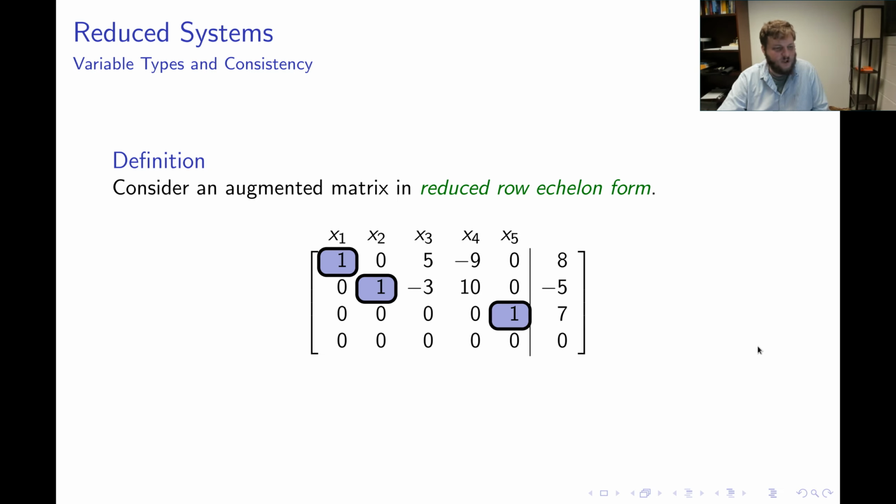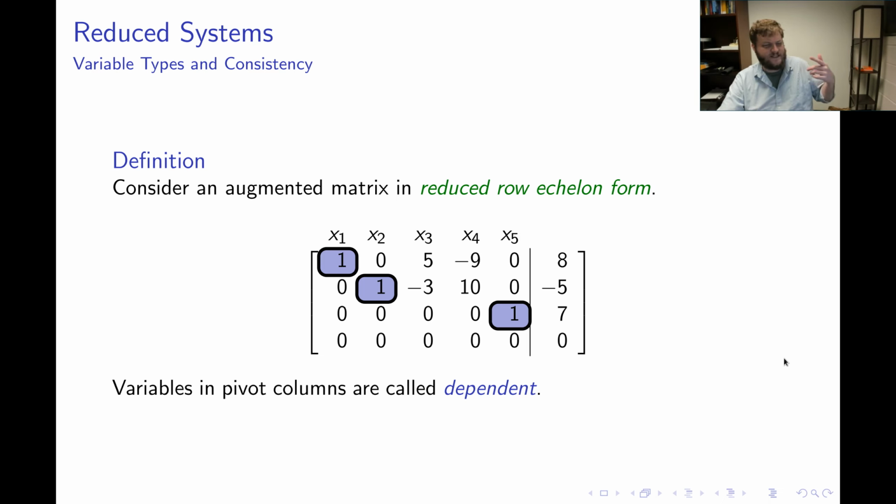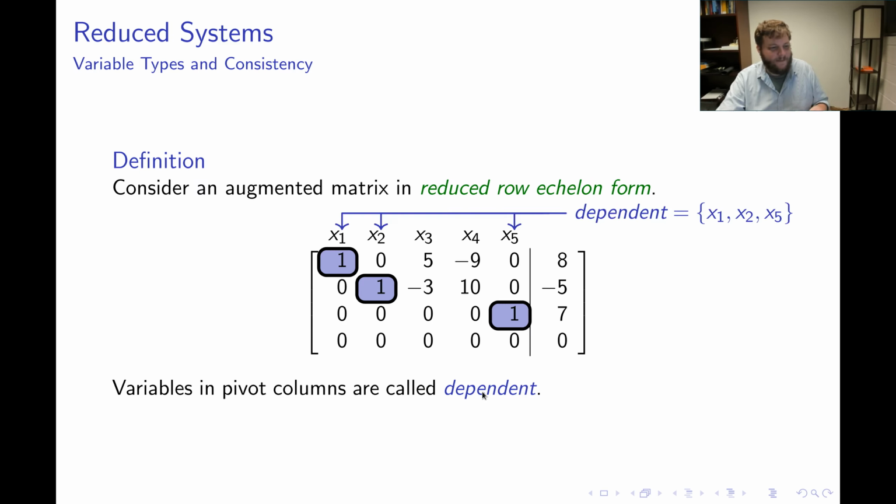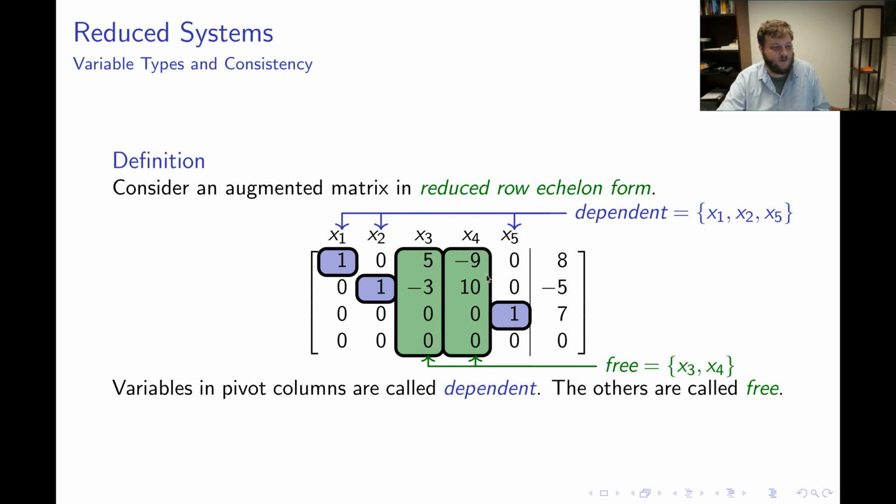So the first thing I do when I'm working with a reduced row echelon form matrix is I locate my pivot positions. And now the idea is that when I'm in reduced row echelon form, there's a naming of the variables. So variables that occur in pivot columns are always called dependent. So in this case, my pivots are in columns 1, 2, and 5. So I call variables x1, x2, and x5 the dependent variables of this system. The other 2 variables in this system are in non-pivot columns. We refer to those variables as free variables. So in this system, the free variables are x3 and x4.